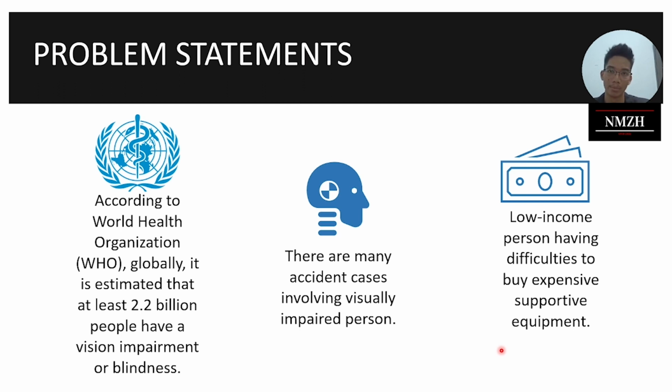Moving on to the next part, problem statement. According to World Health Organization (WHO), globally, it is estimated that at least 2.2 billion people have a vision impairment or blindness. Majority of them come from the low-income community. There are many accident cases involving visually impaired person, mostly because of lack of equipment. Low-income person having difficulties to buy expensive supportive equipment.